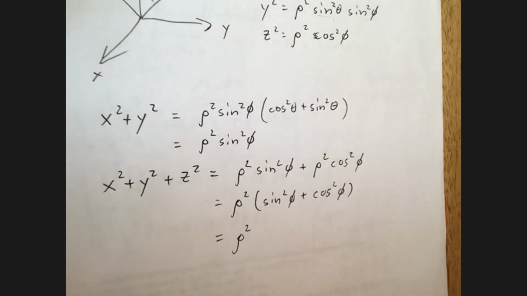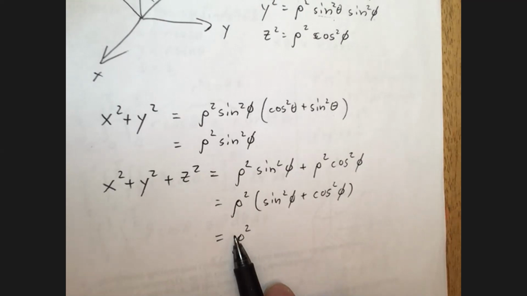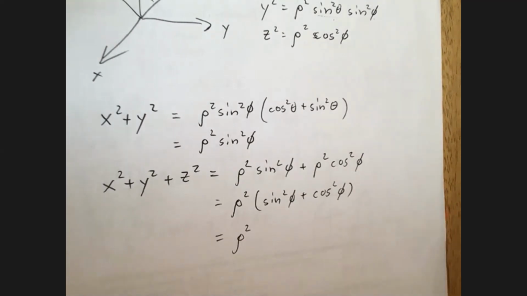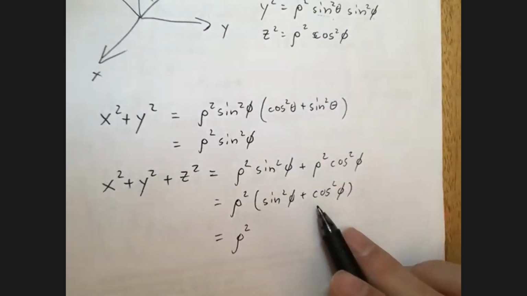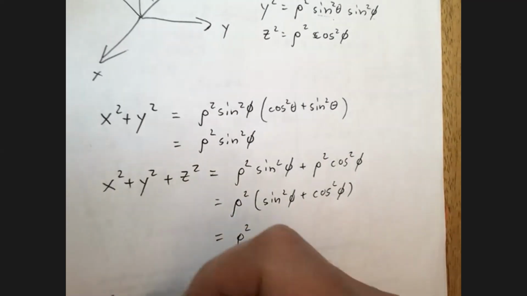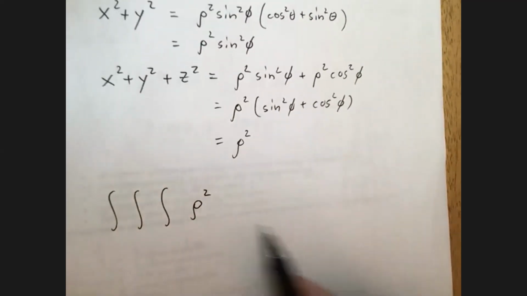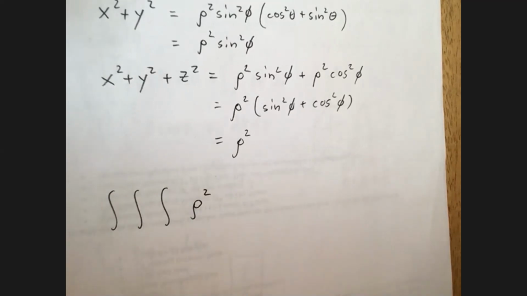And you may have been able to realize that from before, like x squared plus y squared plus z squared is just the distance from the origin, which is what rho is. But it's the square of the distance from the origin. So that's what rho squared is. So we could have probably intuitively just thought of that without having to go through all these computations. Okay, so that's what our integrand becomes. It just becomes rho squared. X squared plus y squared plus z squared is just rho squared.